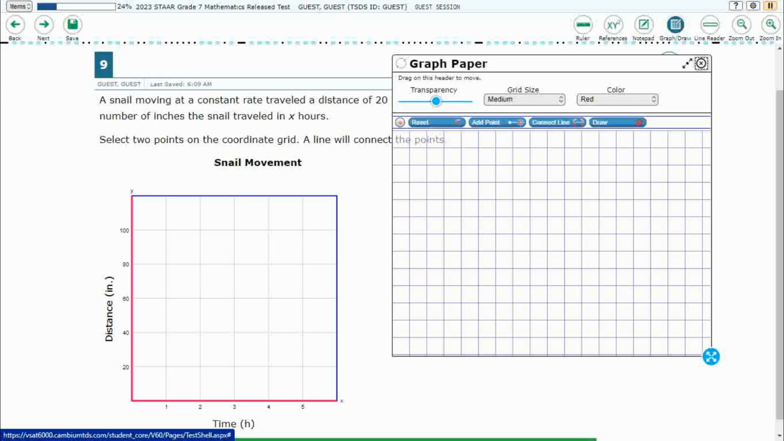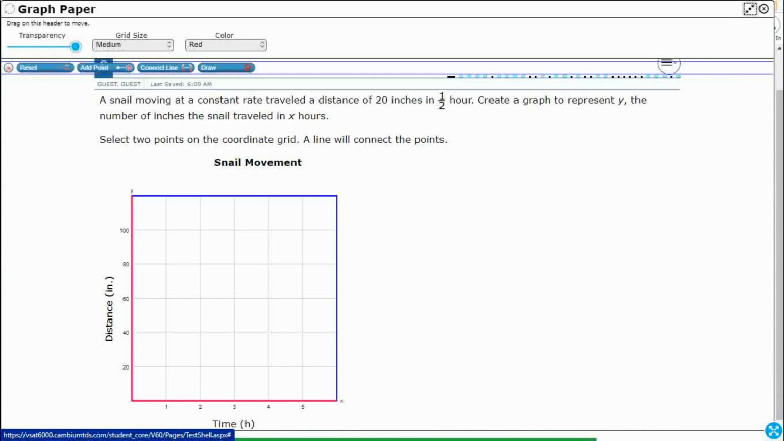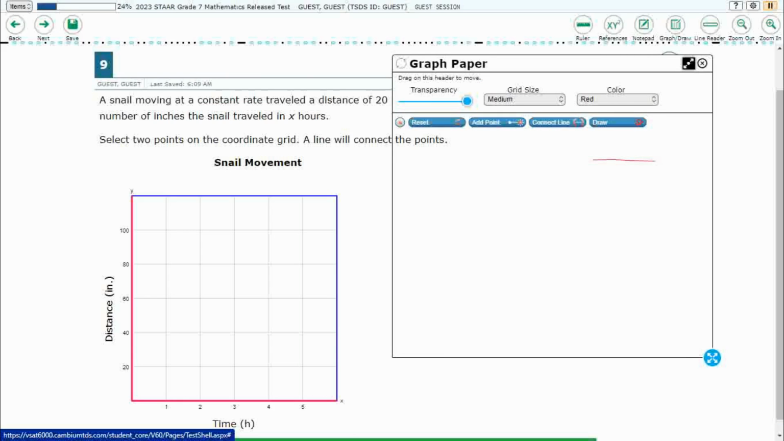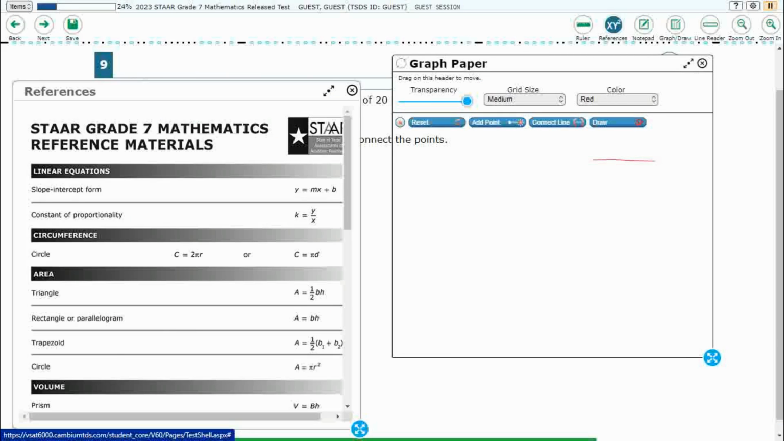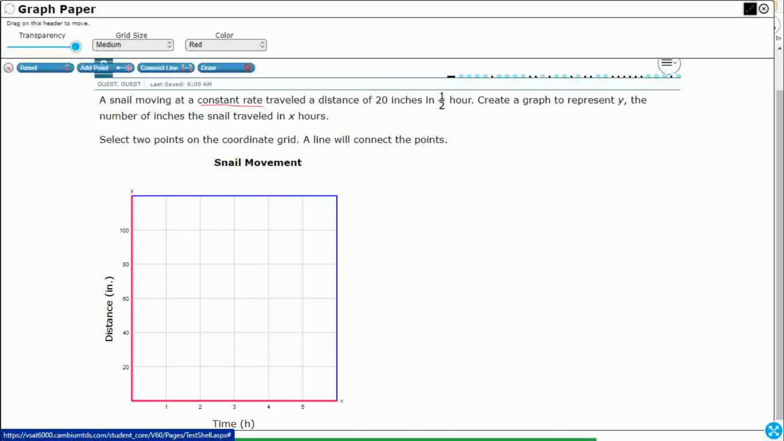Alright, so we have a snail moving at a constant rate. That constant rate is going to be very helpful for us because we have a distance of, it looks like, 20 inches in half an hour. When I'm thinking of that constant, that makes me think of this constant of proportionality that we see here on the linear equations. We're going to draw a straight line, k equals y over x. So that constant is going to be my slope, the constant of proportionality, y over x, right? It's the change in y over the change in x.